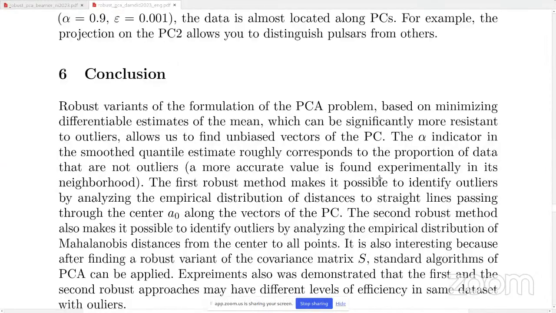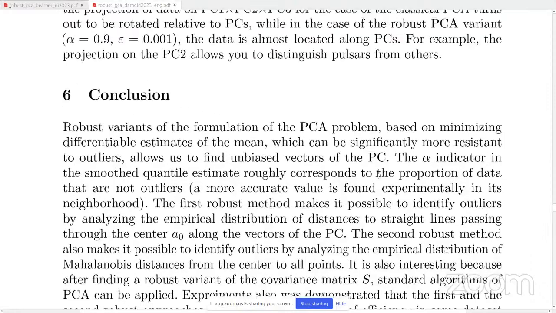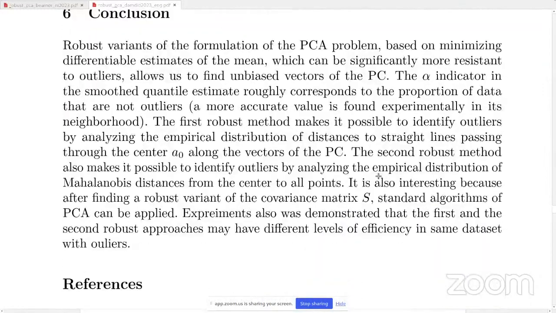Conclusion. We formulated new algorithms and a robust formulation for the task of finding principal components, and on the illustrative examples we tried to show the effectiveness of our approach.